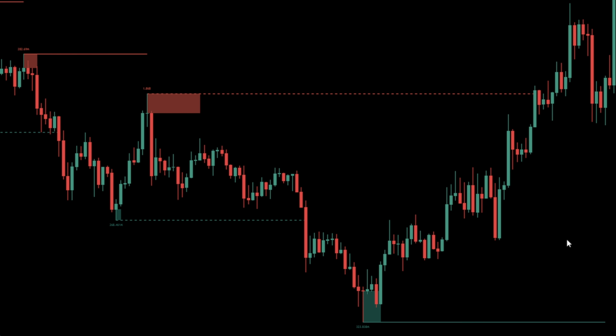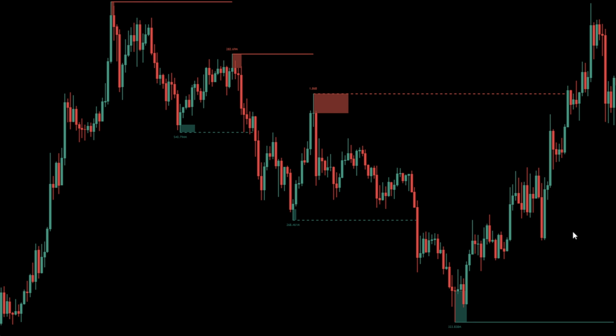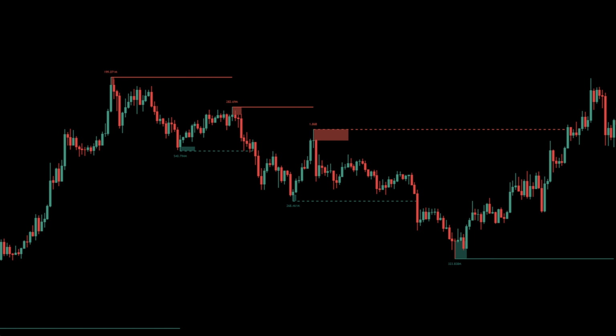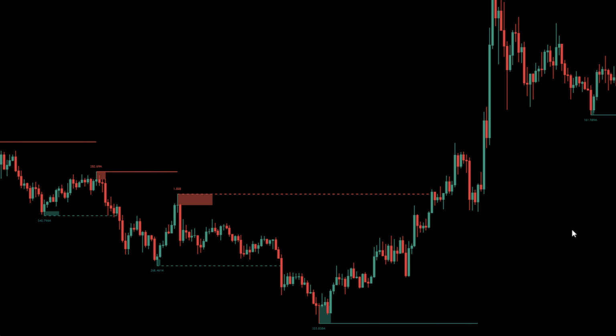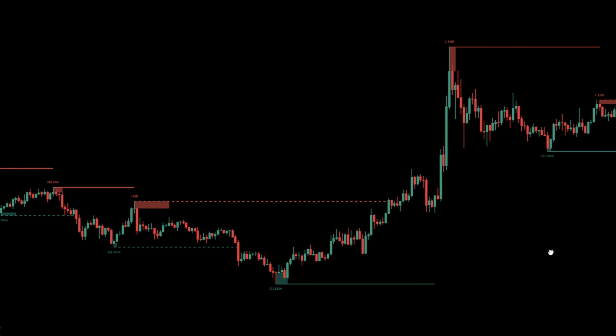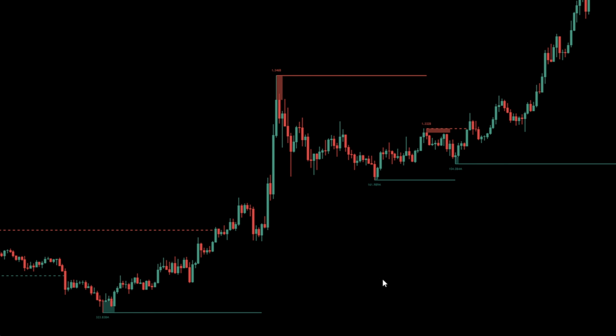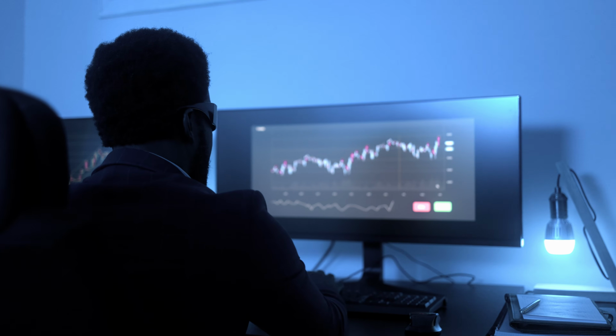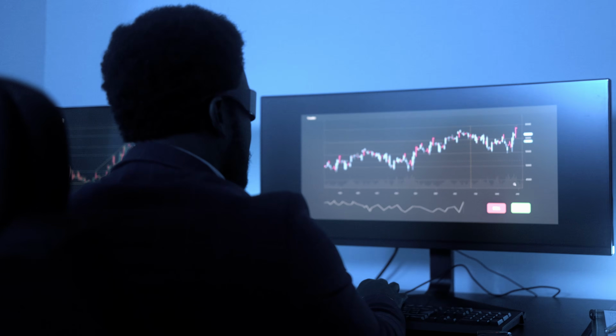This tool is great for identifying important price levels and spotting zones where accumulation or distribution might have occurred. While it's not designed for real-time signals, it helps us understand where the market is likely to react based on past activity. And now that we understand the indicators we'll be using for our strategy, let's go over the rules for entering a trade.